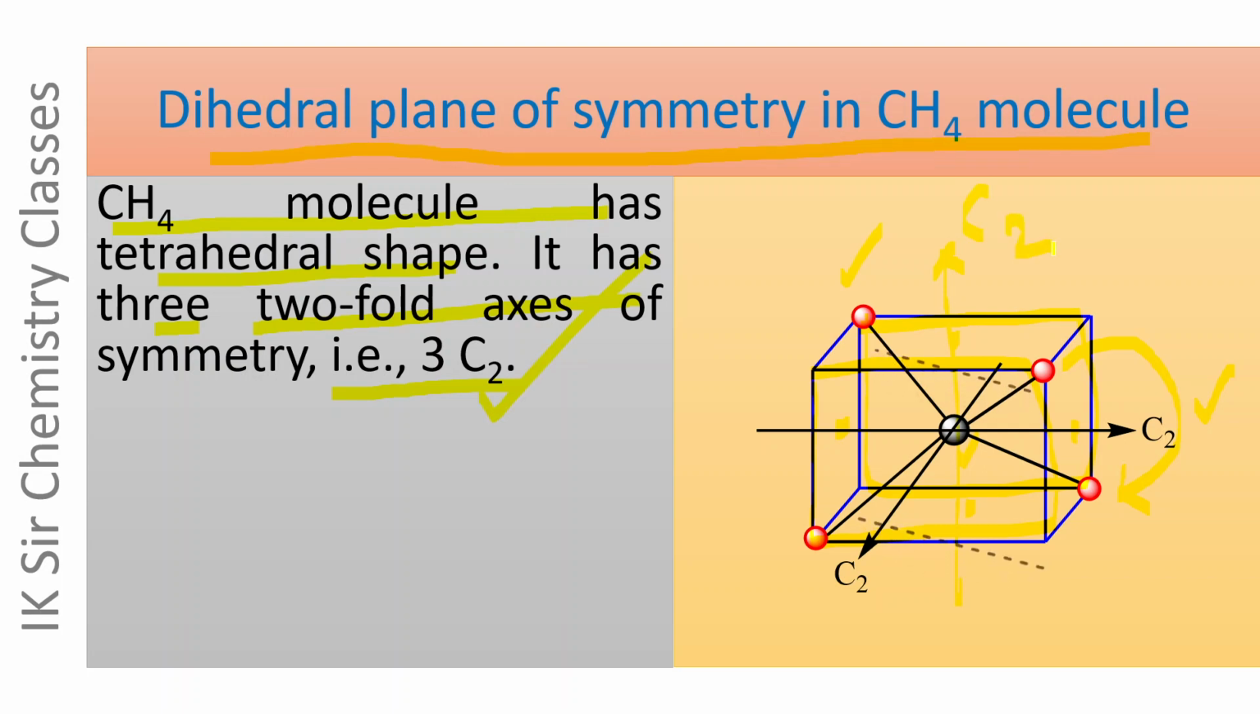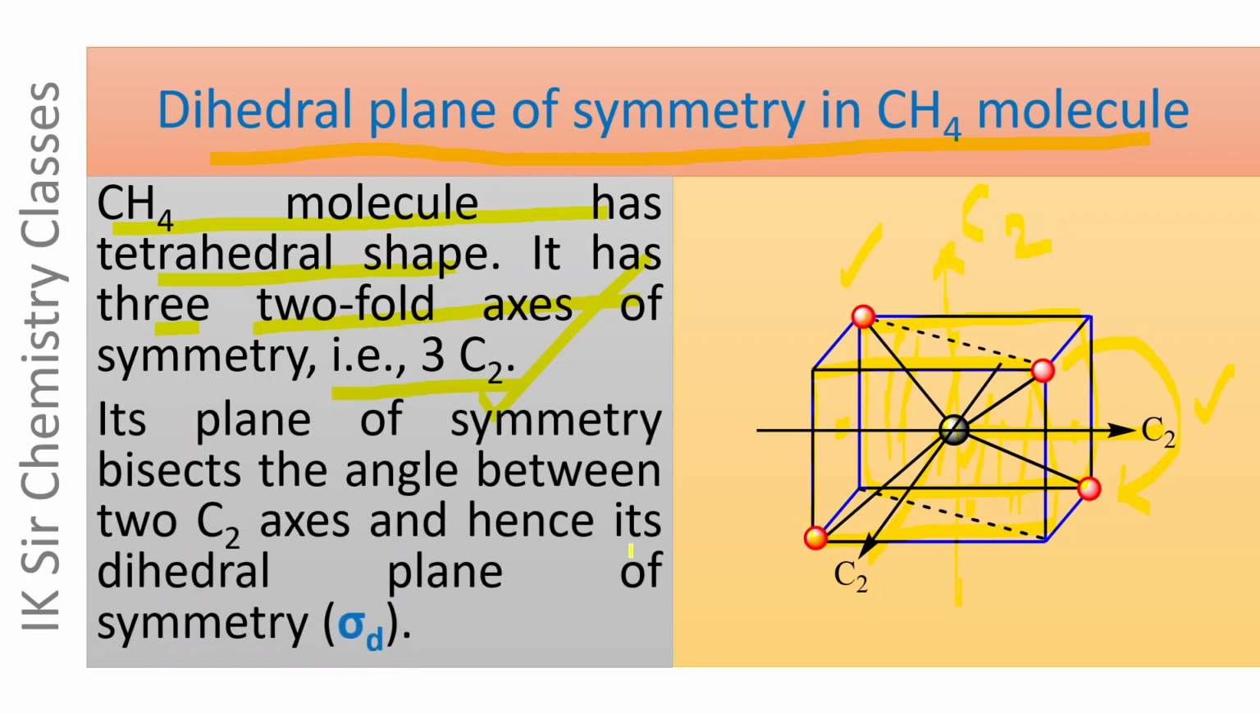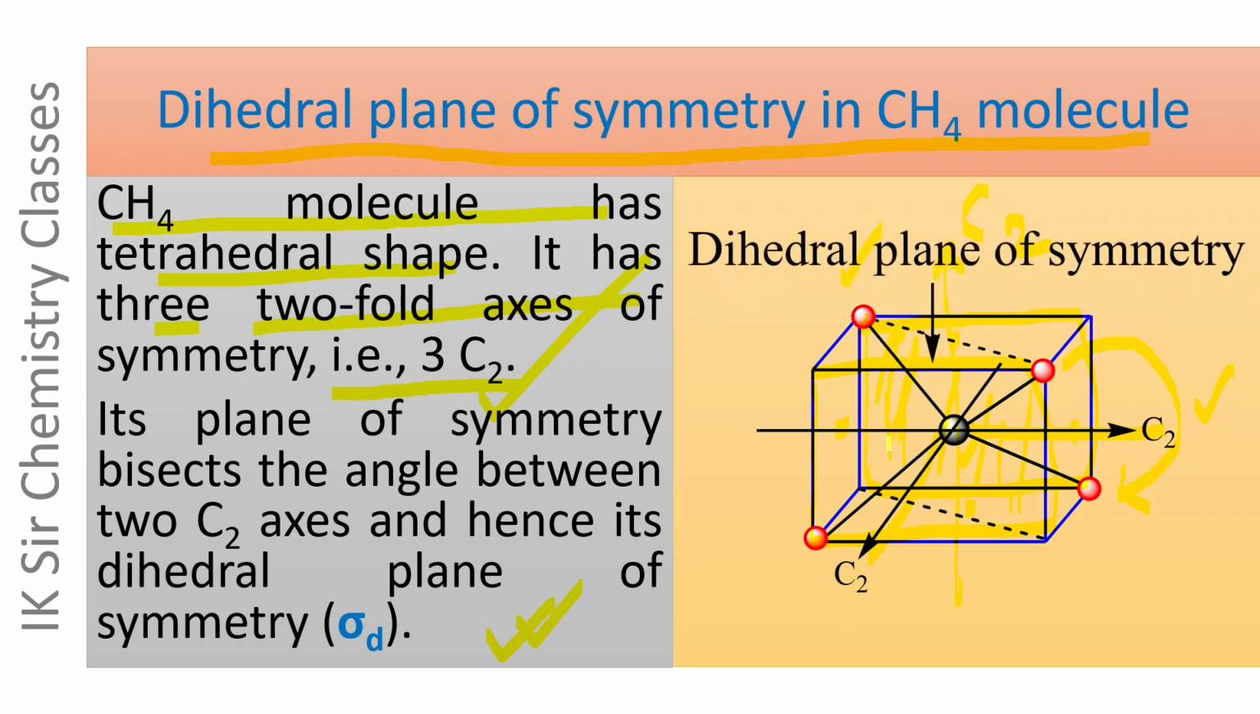Now this plane bisects the CH4 molecule into two equal halves which are just mirror images of each other, and this plane bisects the angle between two C2 axes, and therefore this plane of symmetry is nothing but a dihedral plane of symmetry. It is denoted by sigma d.